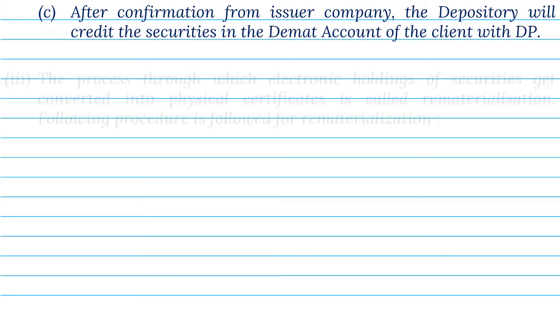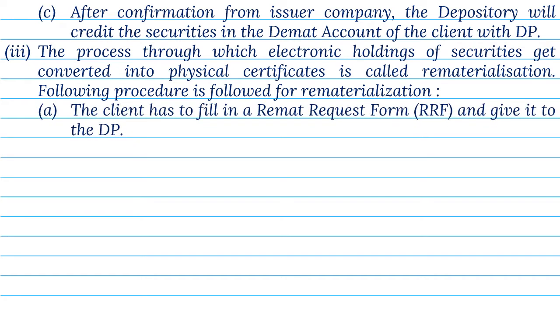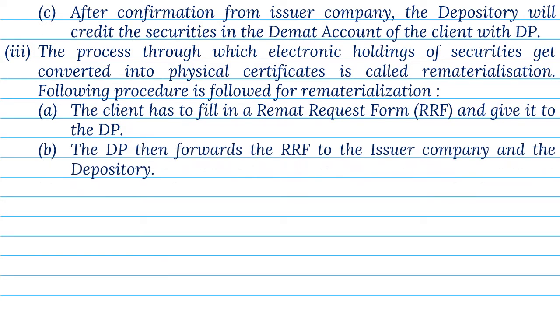3. The process through which electronic holdings of securities get converted into physical certificates is called rematerialization. Following procedure is followed for rematerialization. A. The client has to fill in a remat request form, RRF, and give it to the DP. B. The DP then forwards the RRF to the issuer company and the depository.